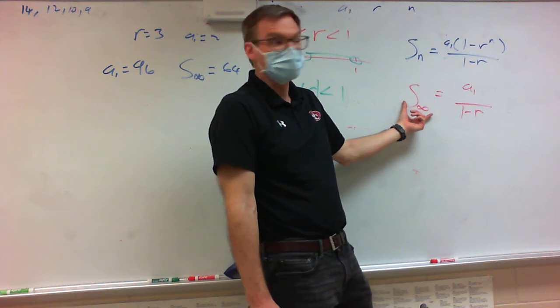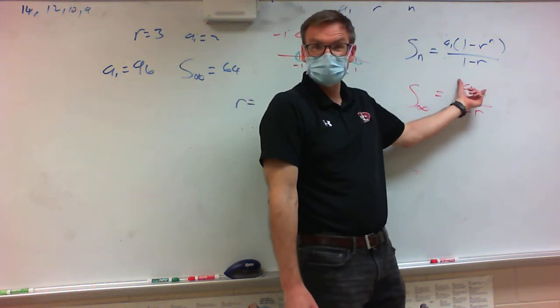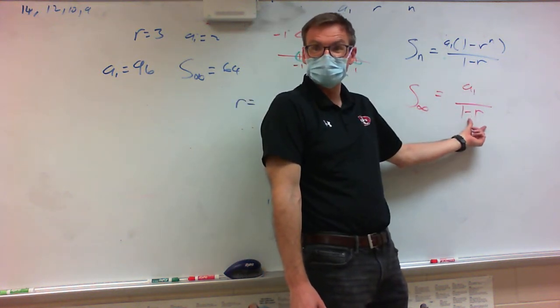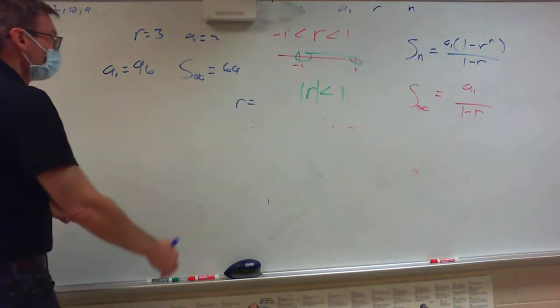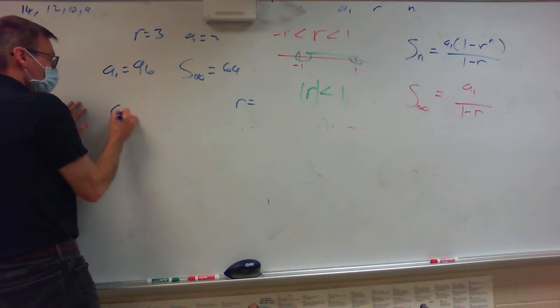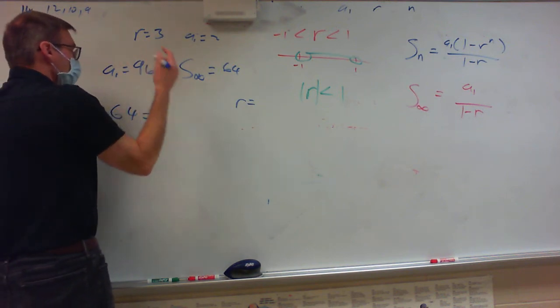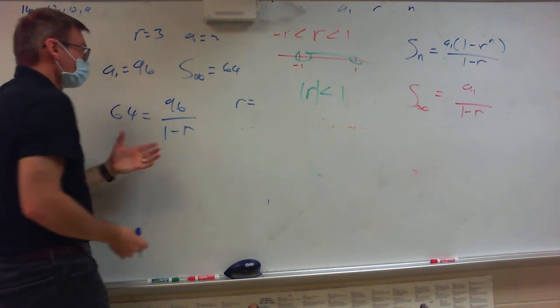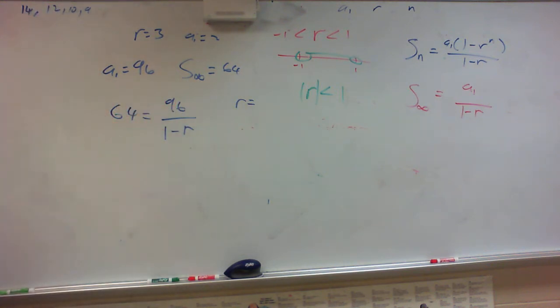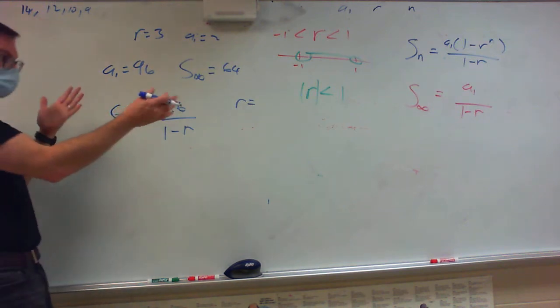All right, if I give you the infinite sum and I give you the first term, do you have enough information to figure out your common ratio? Because you just plug in what they tell you. If they tell you the sum is 64, I'm going to put a 64 on this side. If I tell you the first term is 96, I put a 96 on this side, and then I put a 1 minus r. Do I have enough information so that I could solve for r? I've just got an equation.